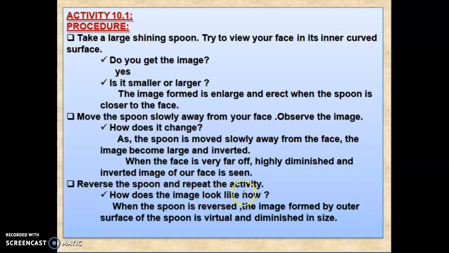How does the image look now? When the spoon is reversed, the image formed by the outer surface of the spoon is virtual and diminished in size. When it is the inner surface, you will get an enlarged and erect image. Virtual means, in Gujarati, abhas. The other meaning in Gujarati is vastavik. So this is the nature of the image that will be seen when the spoon is turned inward as well as on the outer surface.